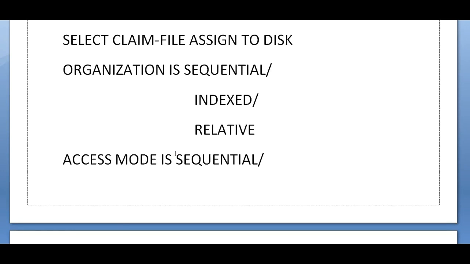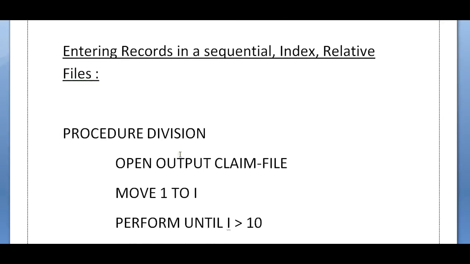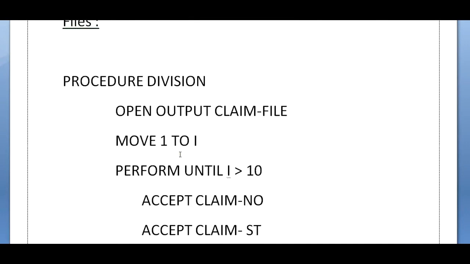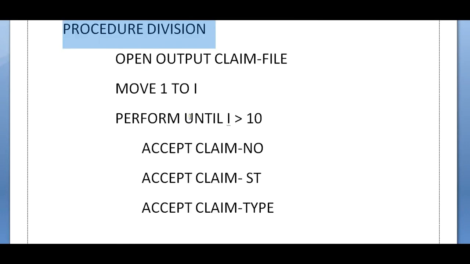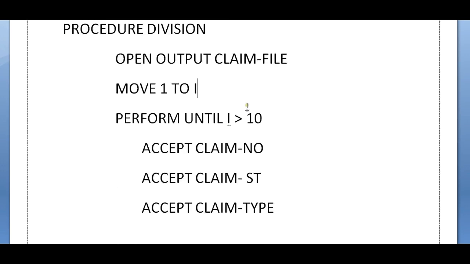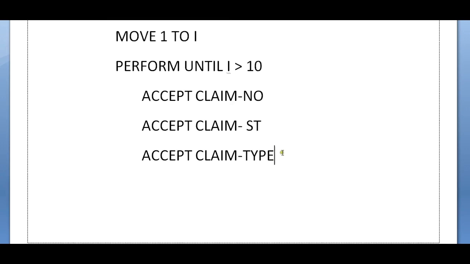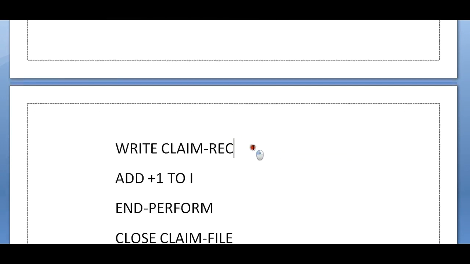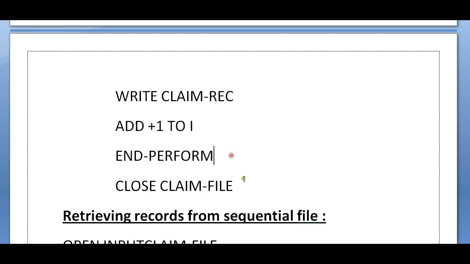I mean, how do you declare the file declaration or the input-output section for sequential, indexed and relative files. So, entering your records in sequential, indexed and relative files. As usual, the procedure division: open. First you need to open output claim file, move 1 to I, perform until I greater than 10. This is for a simple sequential file. Accept claim number, claim statement, claim type, write claim record, add 1 to I, and perform, close file.